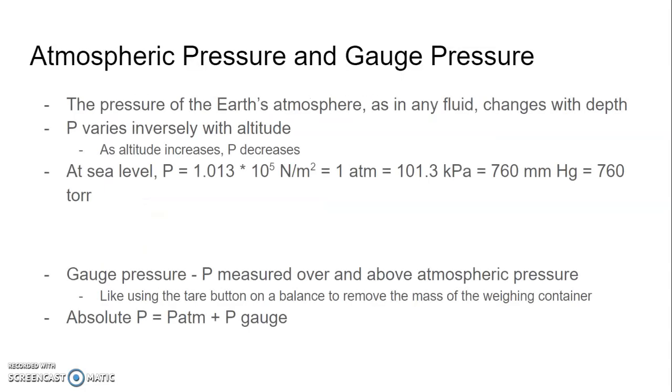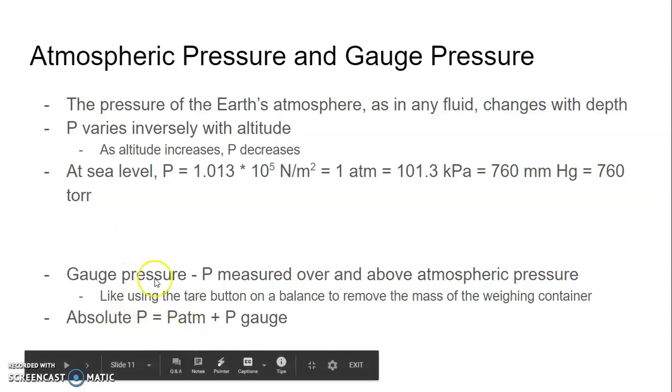You should know the difference between atmospheric pressure and gauge pressure. The pressure of the Earth's atmosphere varies inversely with altitude. At sea level, the pressure is 1.013 times 10 to the 5th Newtons per square meter, or pascals, which is 1 atmosphere. Gauge pressure then is the pressure over and above atmospheric pressure, kind of like using the tare button on a balance to remove the mass of the weighing container and then seeing what it is.